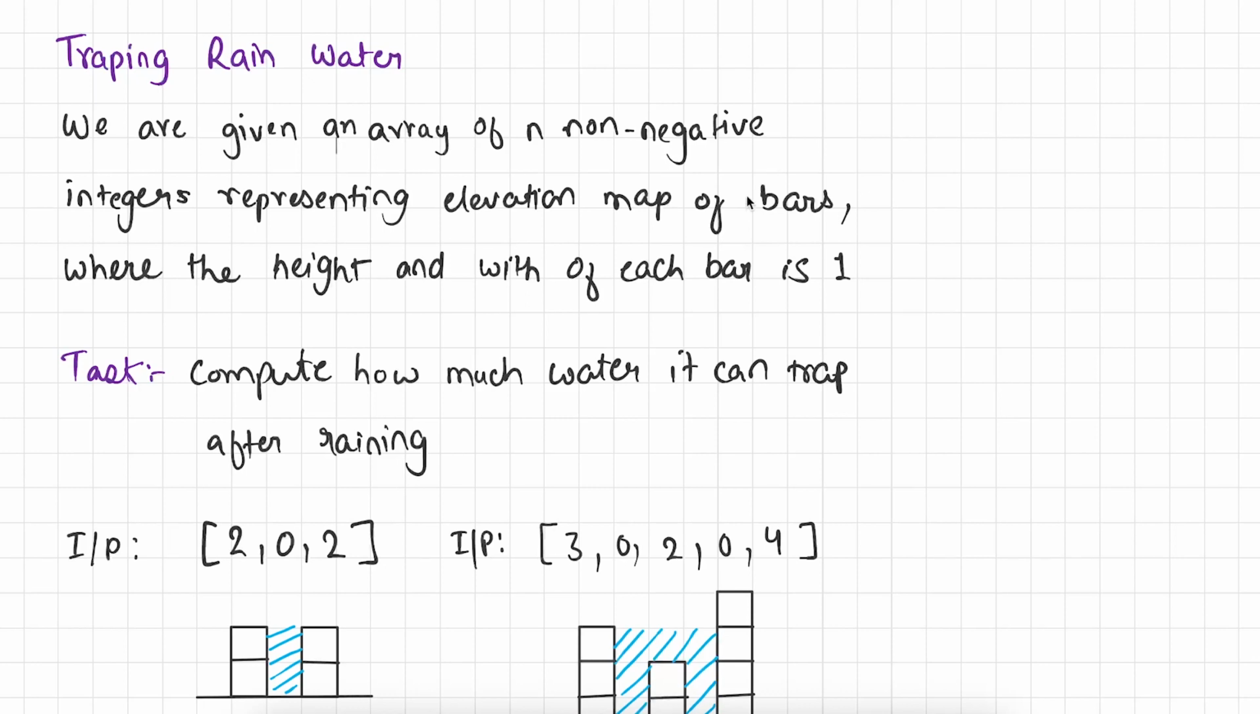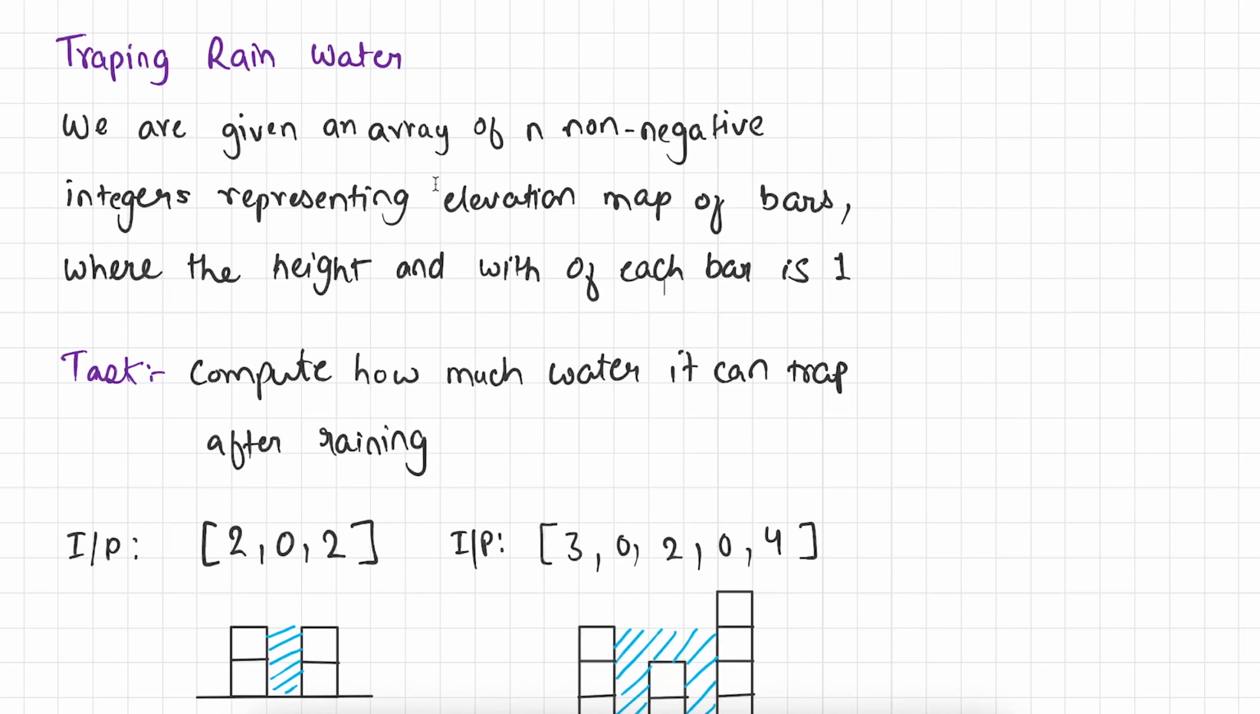So the first thing is given as our array contains only non-negative integers. It means we will get 0 or numbers that are greater than 0 in the array. And the second thing is given as elevation map of bars. What does it mean? The meaning of map of bars is where to place the bars, at what position we have to place the bars. And elevation simply means up to what height we have to raise the bars.